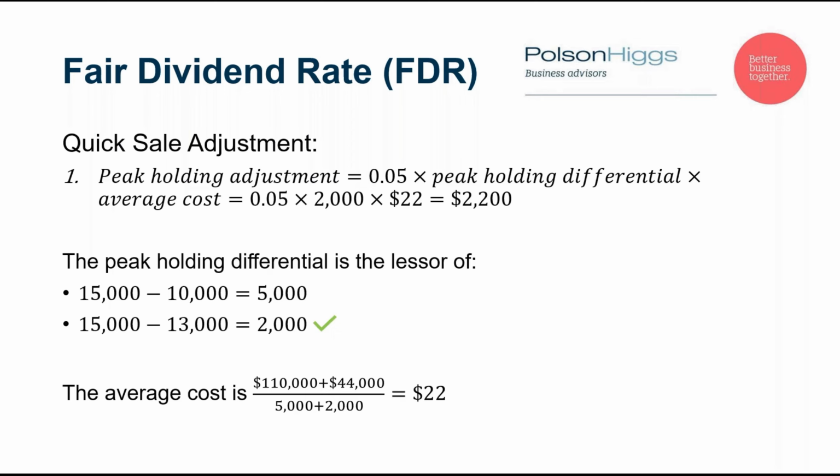What about my average cost? Well, I purchased 2 lots of shares during the year. The first lot for $110,000, second lot for $44,000, and that was a total of 7,000 shares. So 110,000 plus 44,000 divided by 7,000 gets me to $22. So my peak holding adjustment there.